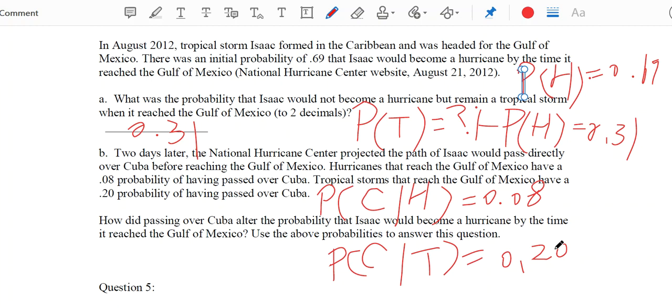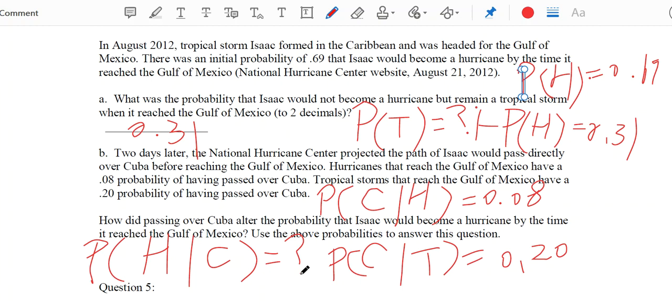So now we look at the question. How did passing over Cuba alter the probability that Isaac would become a hurricane by the time it reached the Gulf of Mexico? In this case, if you read the question carefully, what we're really looking for is: given the storm is going to pass Cuba, what's the chance it's going to become a hurricane? So that is what we're looking for.